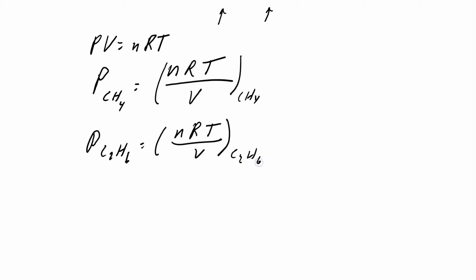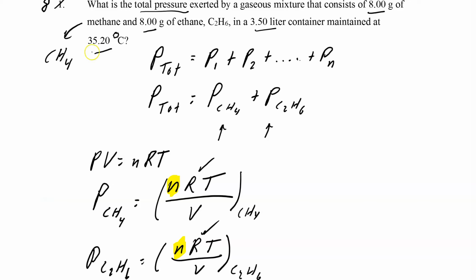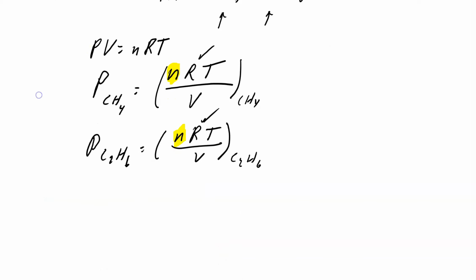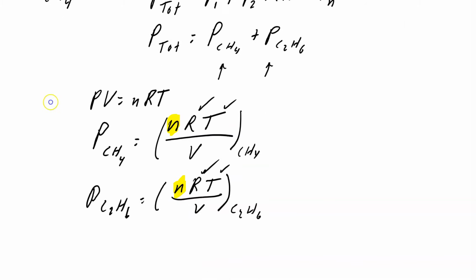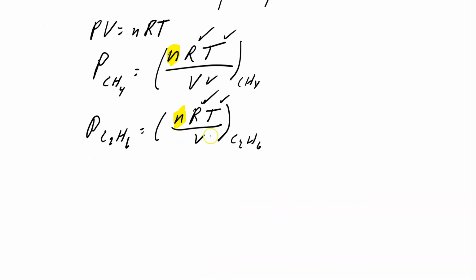Now the nice thing is the only thing that's going to change between these two gases is the number of moles. R, the gas constant, is of course constant, the same for both gases. The temperature must be the same. We're in the same container, so the temperature is going to be the same for both, so that is not going to change. The same thing with the volume. The volume is fixed. We're told 3.50 liters, so that's the same for the two gases as well. So the only thing that changes is the number of moles.